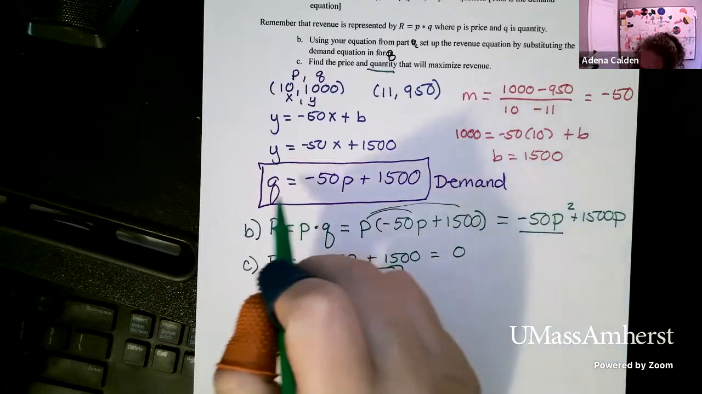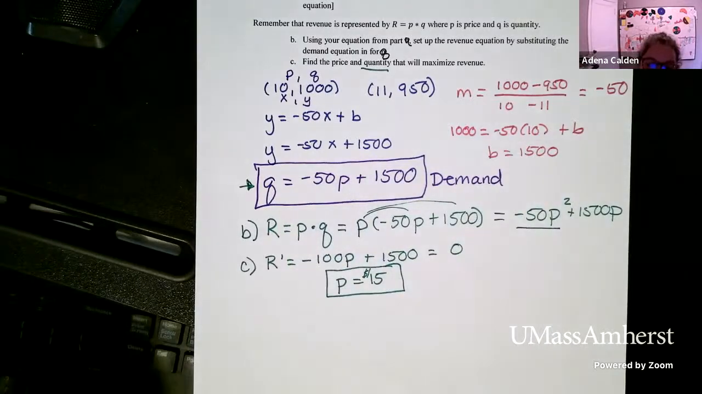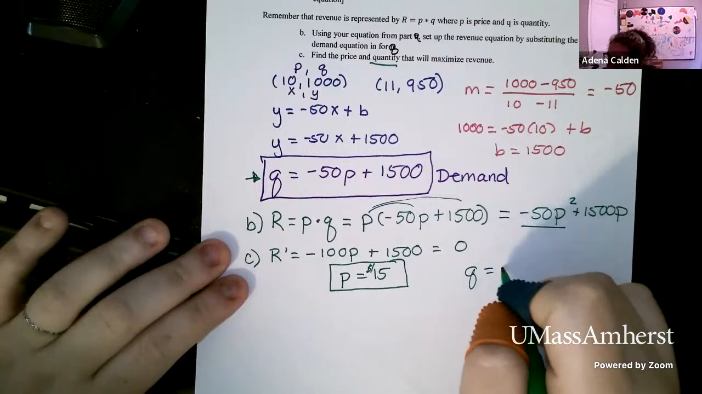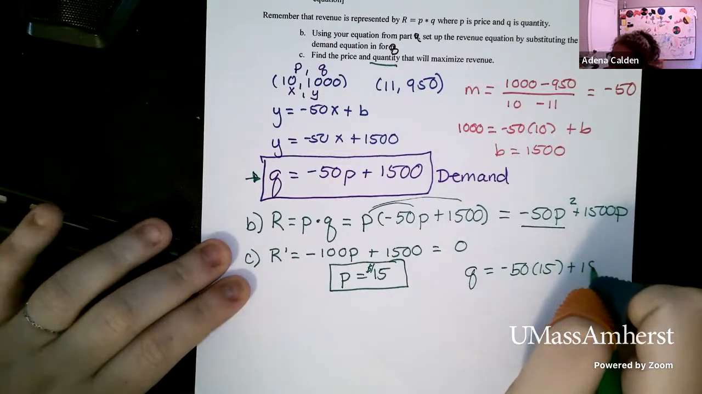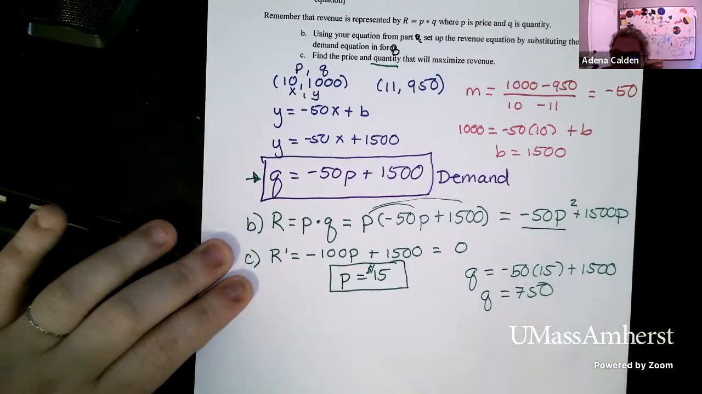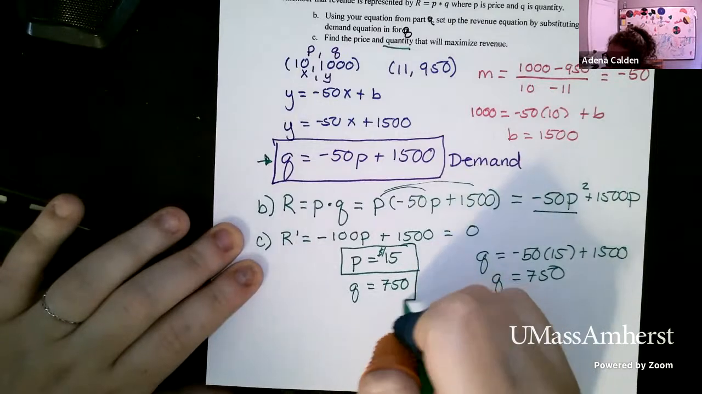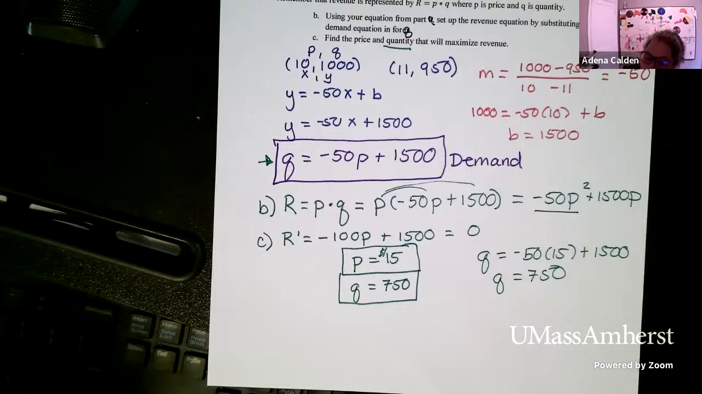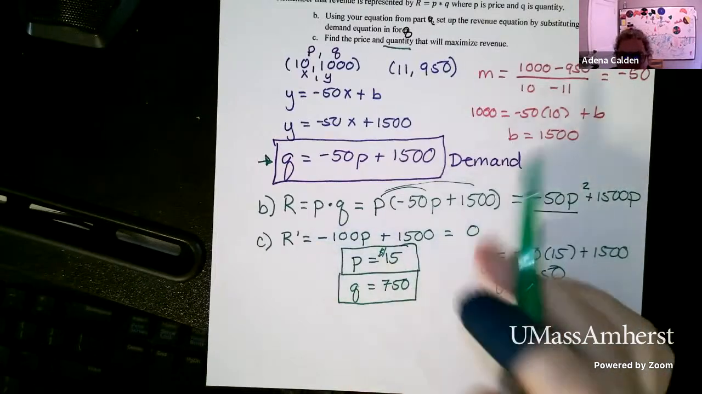So I need to take this 15 and plug it back into the demand equation to find out how many tickets I can sell when I charge $15. Right? So Q equals negative 50 times 15 plus 1500, and I get Q equals 750. So when I charge $15, I can sell 750 tickets, and this is the combination of price and quantity that's going to maximize my revenue.